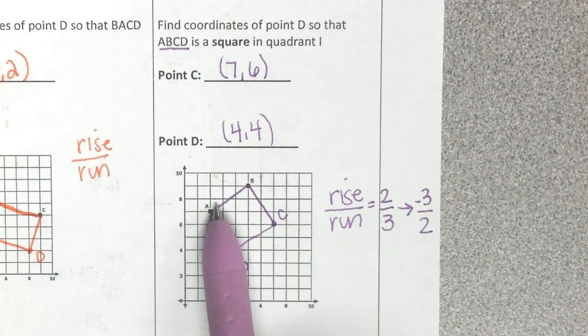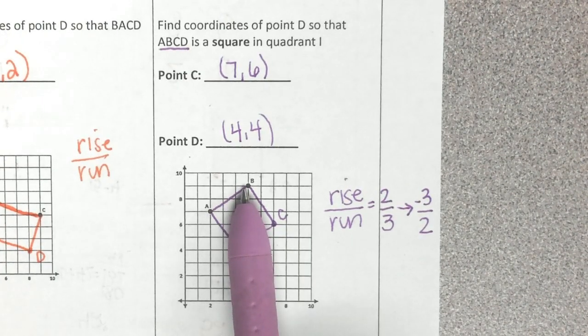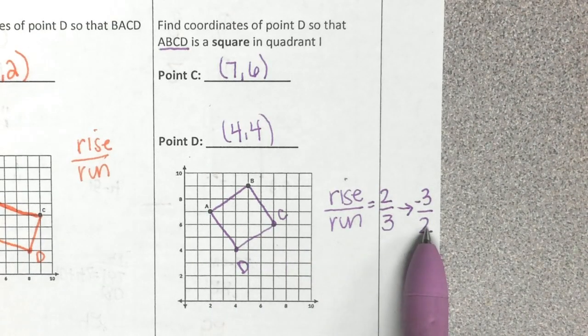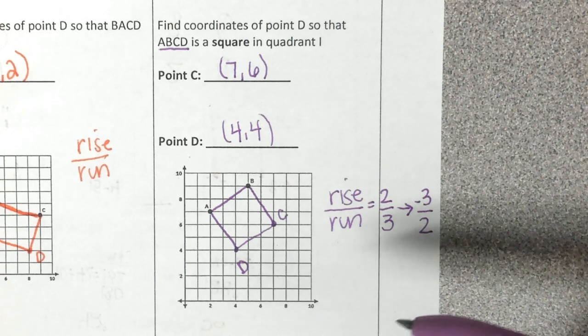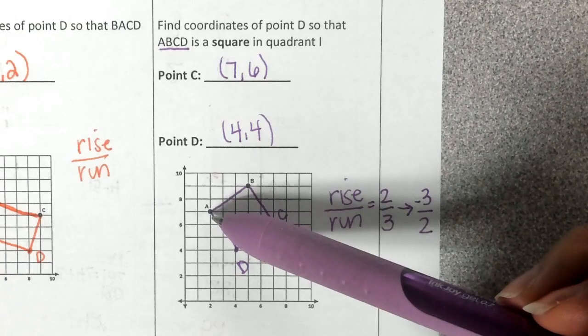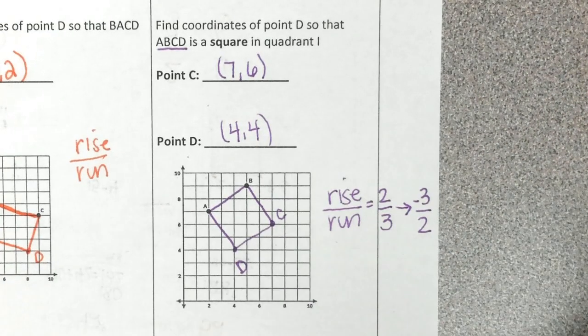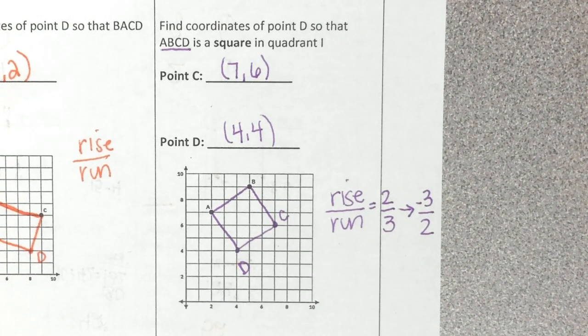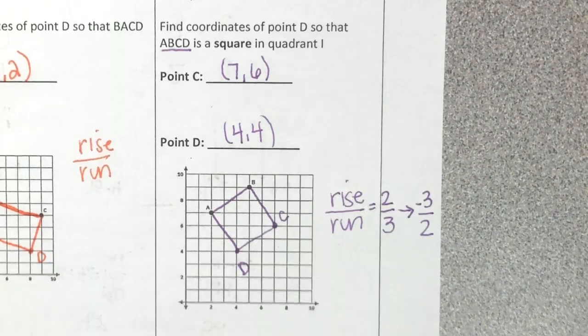Because right here, this was up 2, right 3, from A to B. Does that make sense? So I did the opposite reciprocal. I switched them and flipped them. From A, I do the same thing: go down 3, right 2. So do one of them from B, one of them from A.